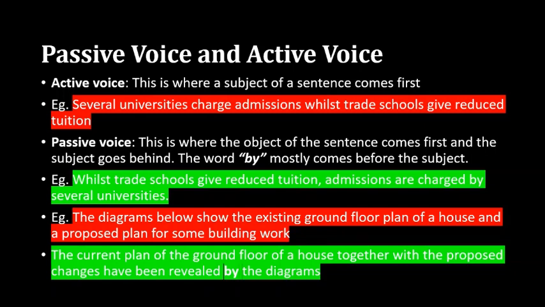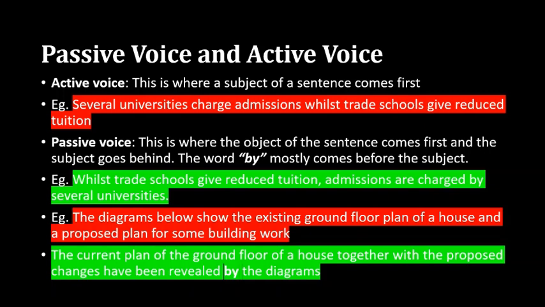Okay, so let's look at this example over here. Several universities charge admissions while trade schools give reduced tuition. That's an active sentence. So several universities is the subject of this active sentence.